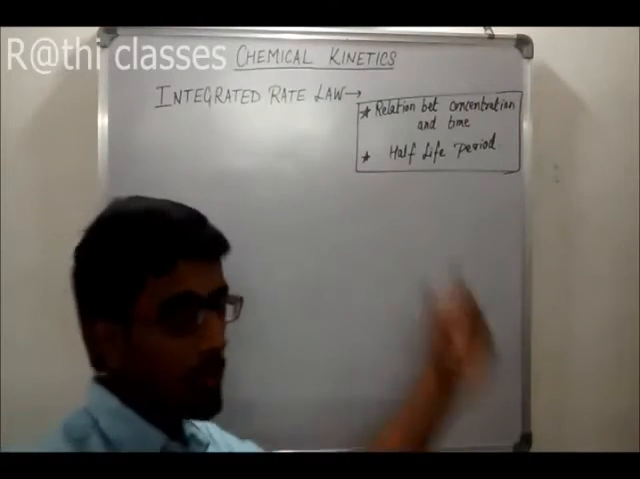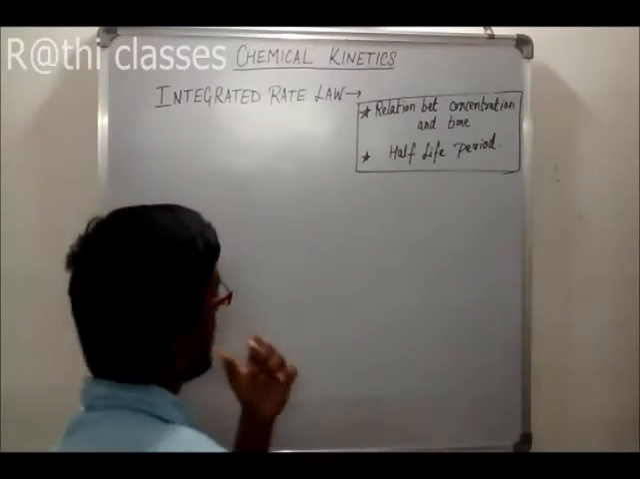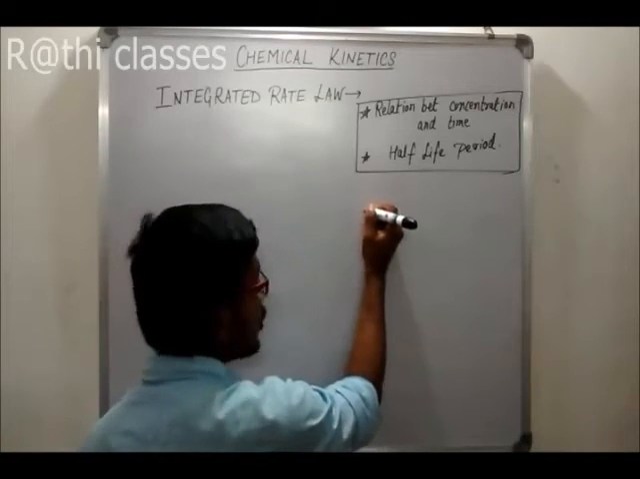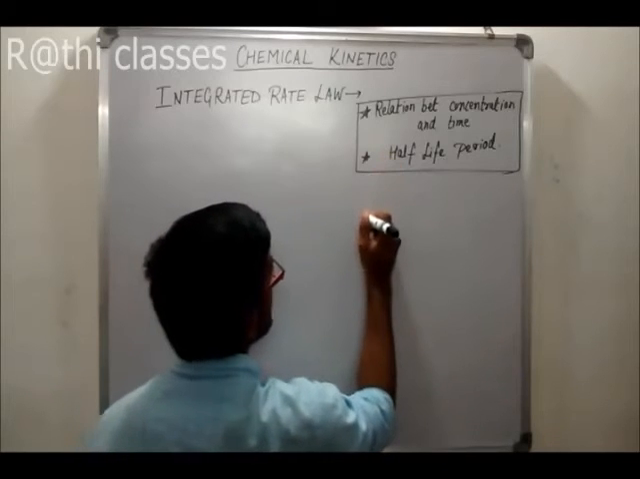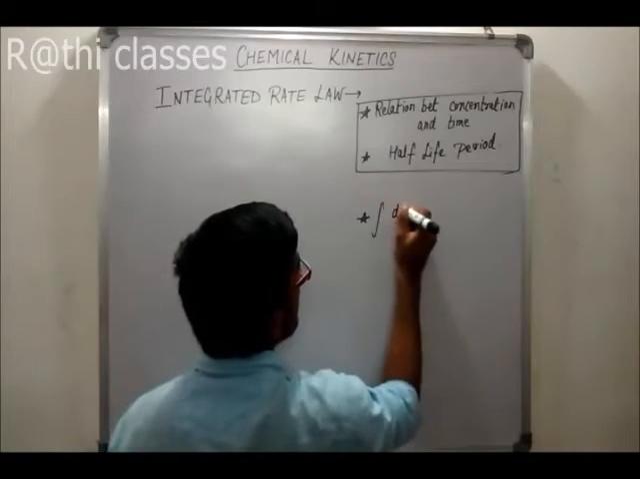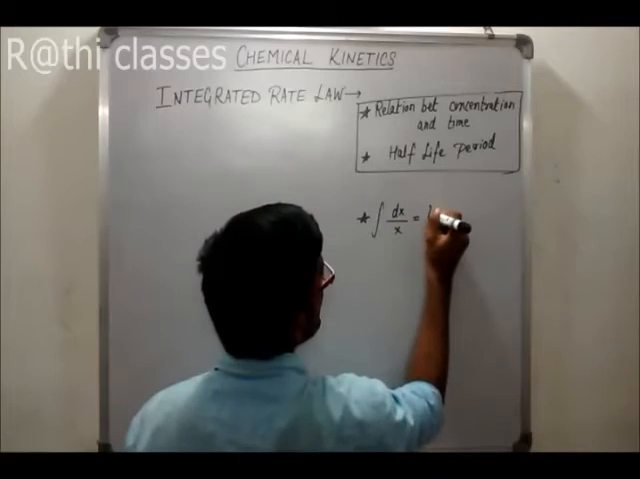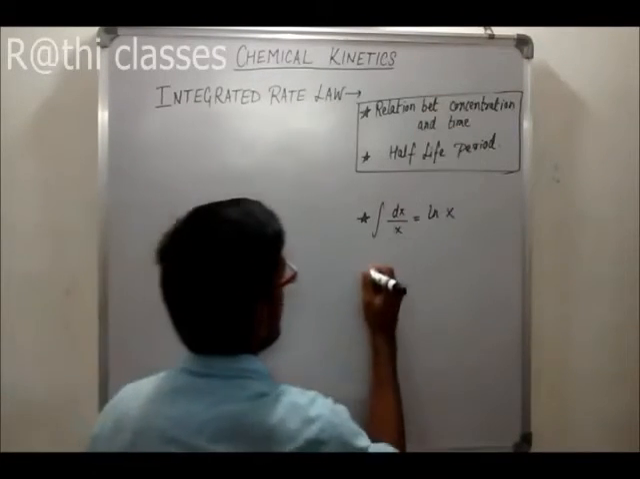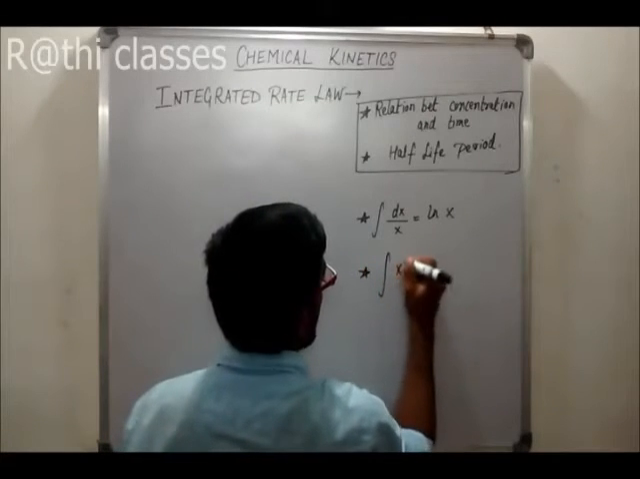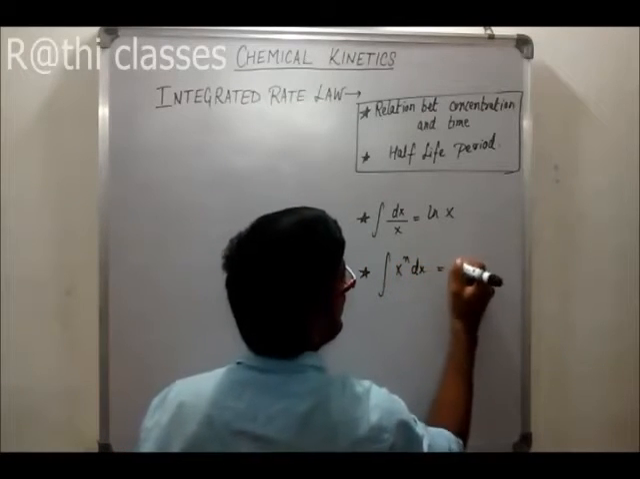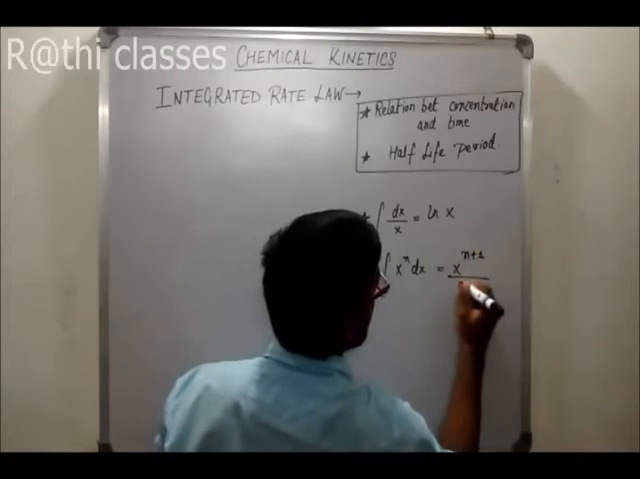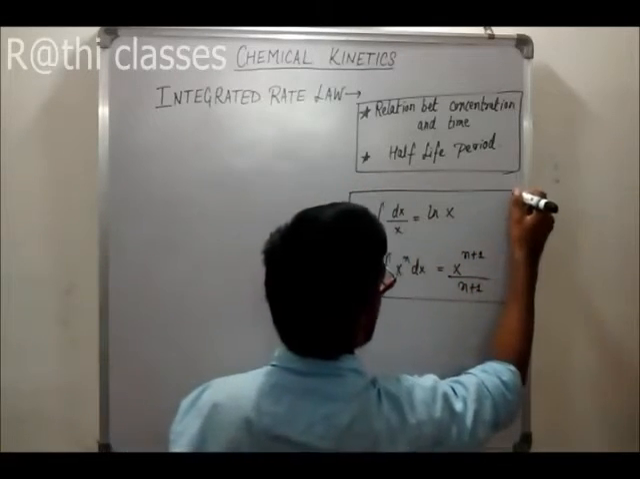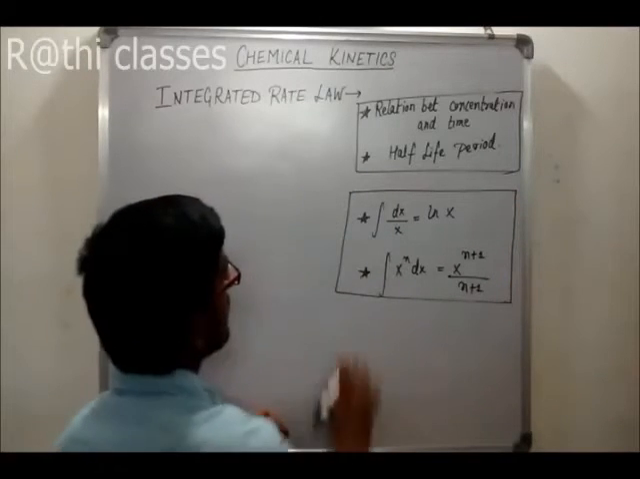We'll be deriving these two results. Now, before proceeding, we should know two important formulas of integration. The first is integral of dx upon x is equal to ln x. And the next is integral of x to the power n dx is equal to x to the power n plus 1 upon n plus 1. We need to know these two formulas of integration.